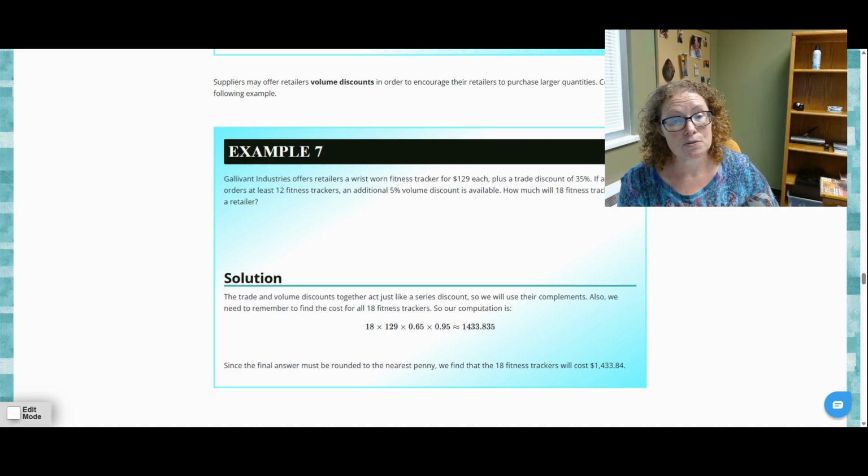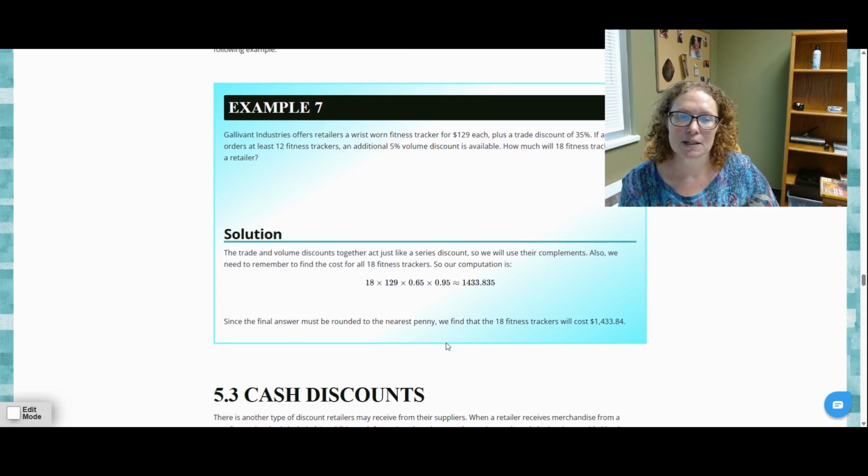Okay, so we know that 18 times 129 would give us the amount if they weren't giving us the discount, right? But they're giving us a trade discount of 35, and the complement is 0.65, and then an additional 5% volume discount, which would be that 0.95. And so that would be giving us the answer of how much 18 fitness trackers would cost.